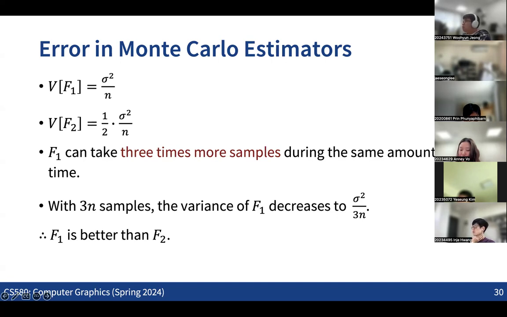time. So when you see that F1 is faster than F2, say F1 is 3 times faster than F2, then what we need to do is not take n samples, but 3n samples. Then the variance of F1 decreases to this amount. Instead of multiplying the 3 into F1, we can also divide the variance of F2 by 3. Then we are doing an apples-to-apples comparison between the variances with the number of samples that we can get in the same amount of time.